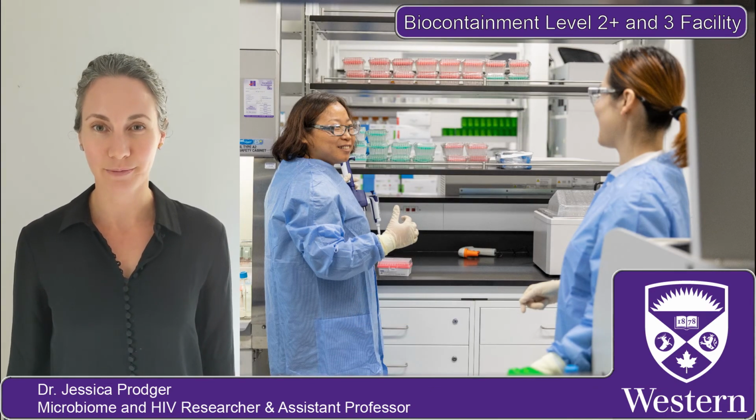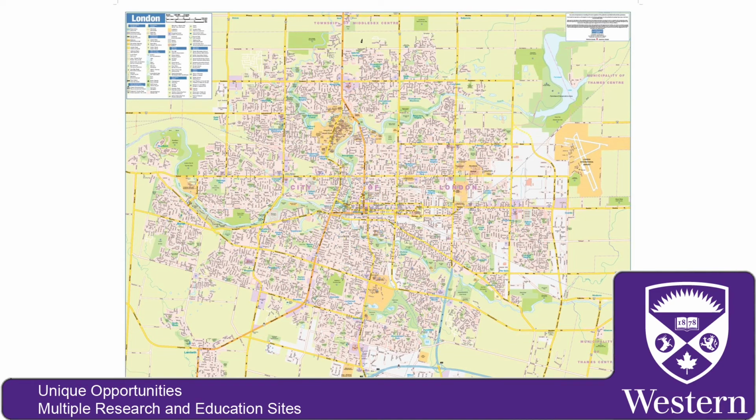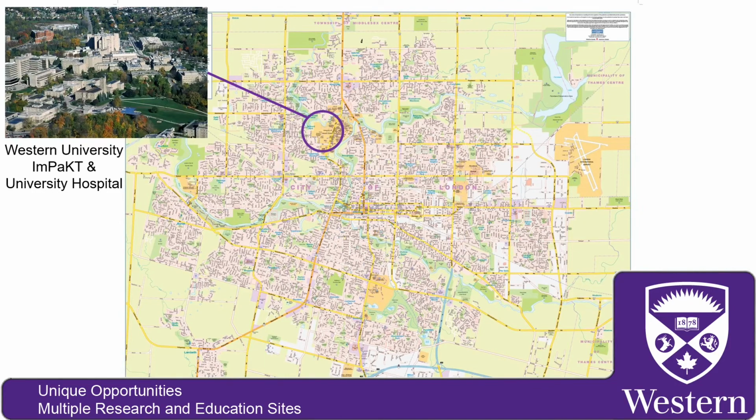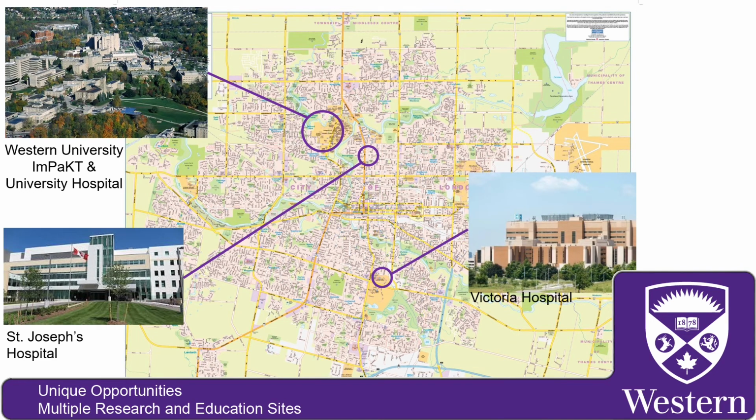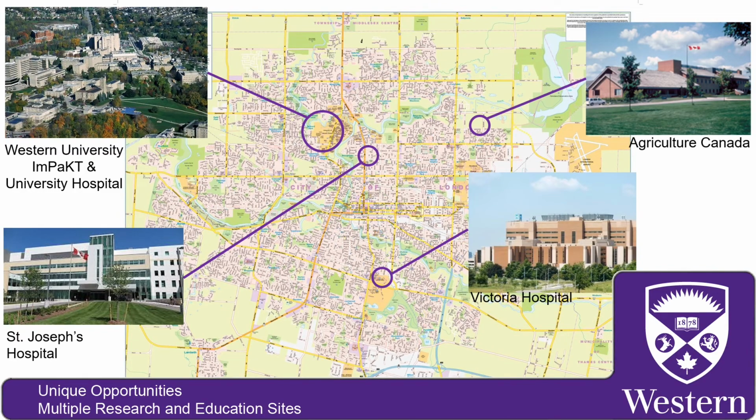world-class facility. The diverse nature of our program is a product of the many different facilities in which our faculty are located. On main campus, we have our core faculty, the Impact facility, as well as a number of associated clinicians at the University Hospital. We also have faculty located at 2 other hospitals, including St. Joseph's and Victoria Hospital, which is where our cancer and microbiome programs are located. And we also have faculty member at Agriculture Canada, pursuing different aspects of agricultural microbiology.